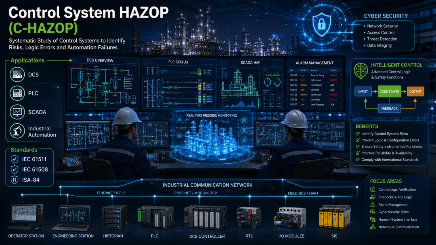As industrial automation became more advanced, HAZOP was adapted for control systems. Control System HAZOP, or C-HAZOP, evaluates hazards arising from failures in DCS, PLC, SCADA, and other automation systems. These studies are primarily supported by IEC 61511, IEC 61508, ISA 84, and NAMUR guidelines.